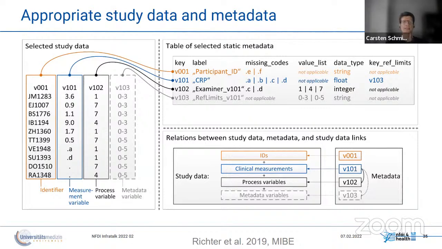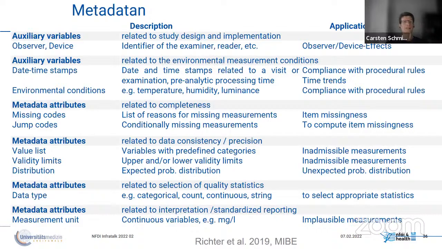So very simple and basic is: what is stored here, is it compatible with the data type, or do certain limits apply to those variables? And this set of metadata can be quite extensive, with very different information that you can provide together with the primary variables, like date timestamps of when it was collected, information about environmental conditions, an extensive list of what missing codes mean, what permitted jumps mean, permitted values, check limits, assumptions about distributions, and so on. So you can add a lot of this information.